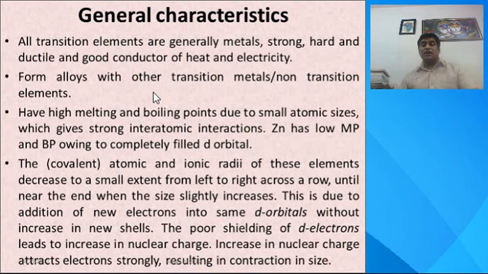Now what are the general characteristics of these elements? Let us try to understand those. All transition elements are generally metals. So being metals, they are strong, hard and ductile and good conductors of heat and electricity. All these elements do form alloys with other transition metals and non-transition metals, for example brass.